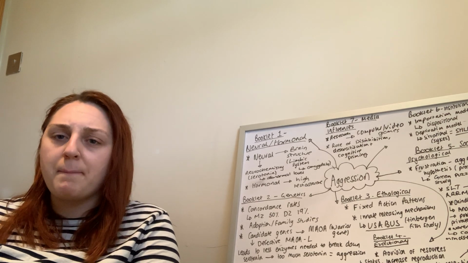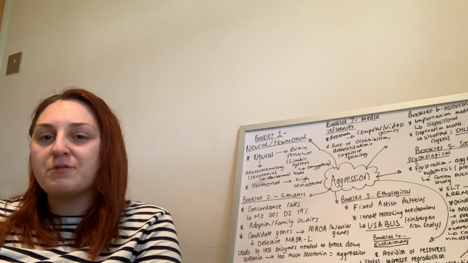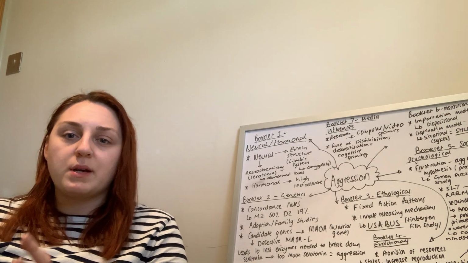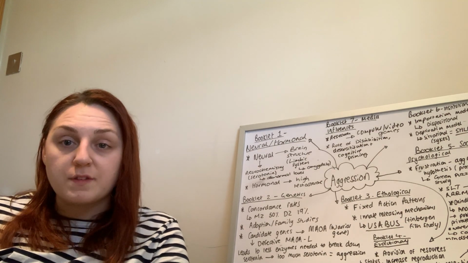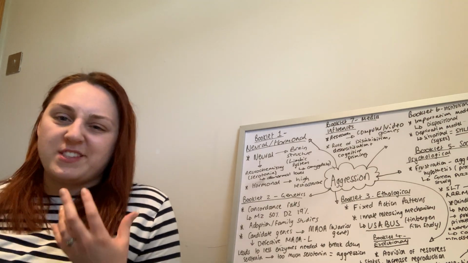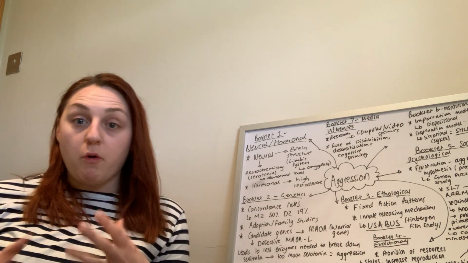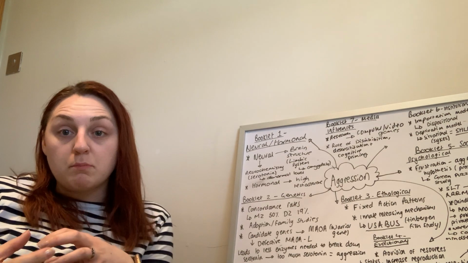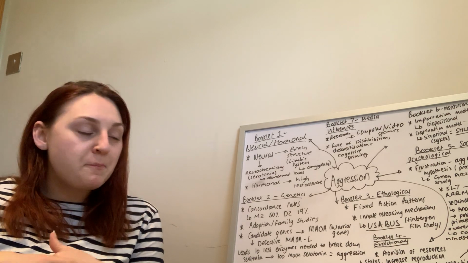A good way that I remember the different concordance rates for aggression, I remember it as 1950, because 1950 was a couple of years after the World War, and therefore I think of war, I think of aggression. So that's just a little bit of a memory aid, or a way that I remember the concordance rates for aggression and make sure that I don't muddle them up with the ones for schizophrenia, which we'll look at in the next video.